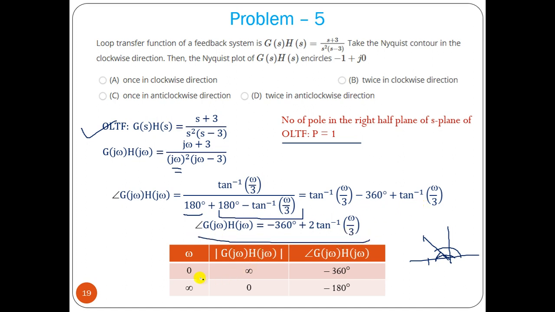Now if we put omega equal to 0 in this, something divided by 0 will be infinity. If we put 0 here, it is minus 360 degrees. If we put infinity here, it will be 0, and if we put infinity here, 180 degrees, so minus 180 degrees. So that is the simple value.